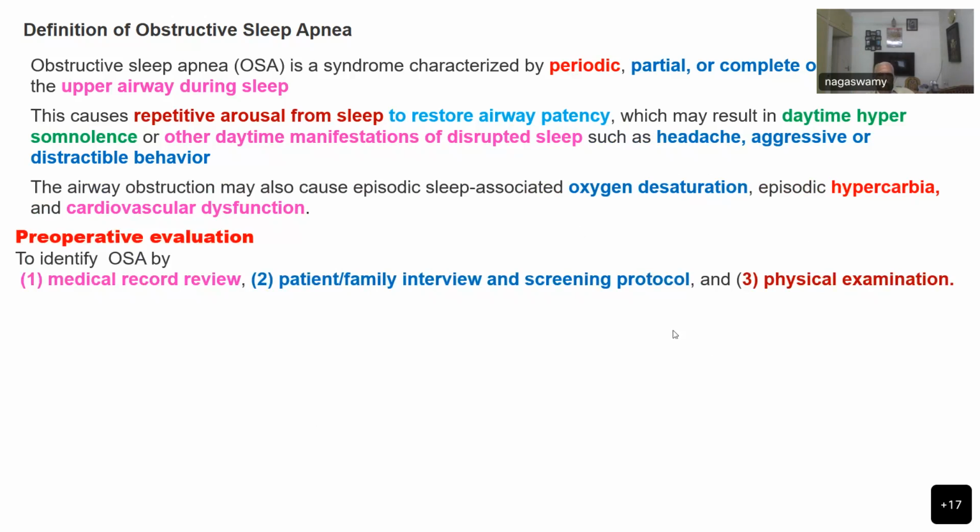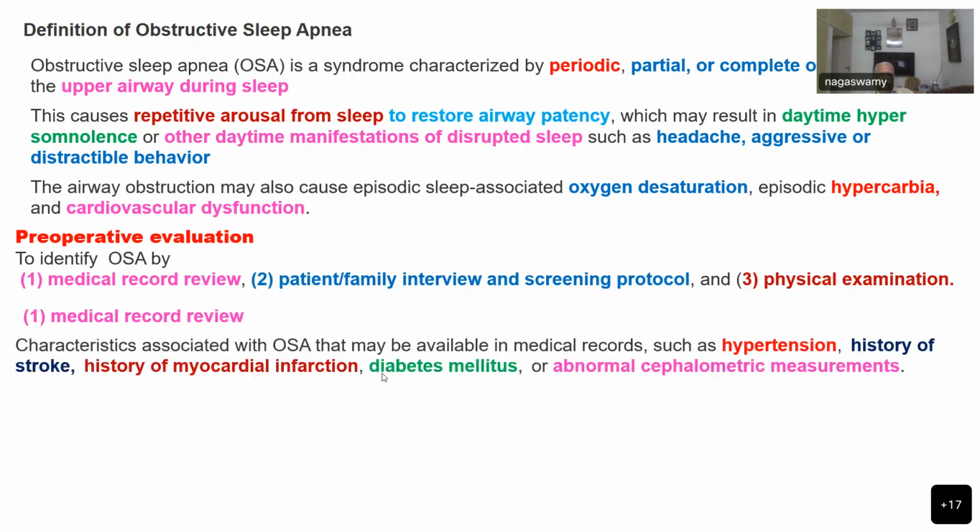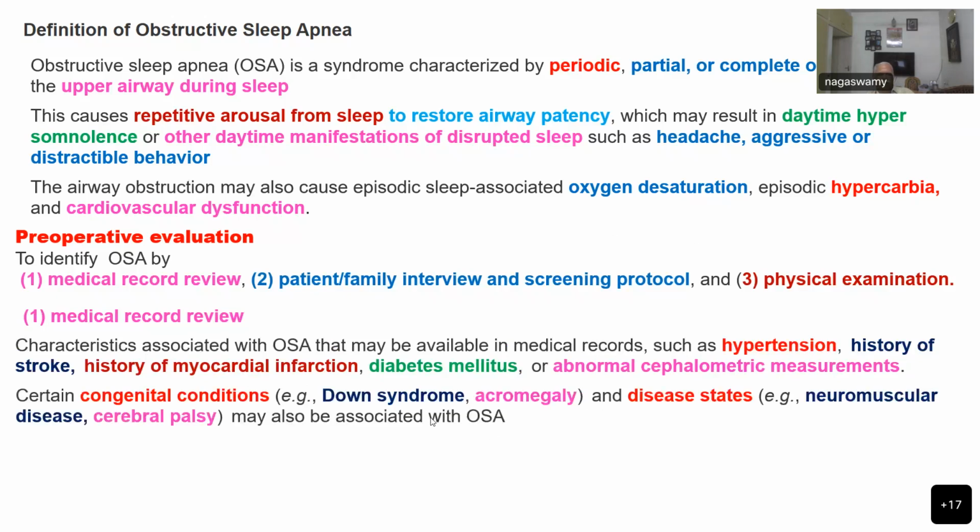And then medical record review, what you do is look for characteristics associated with OSA that may be available in the record, such as hypertension, history of myocardial infarction, diabetes mellitus, abnormal cephalometric measurements, or earlier history of stroke, and certain congenital conditions like Down syndrome, especially in children, and neuromuscular diseases may be associated with OSA.